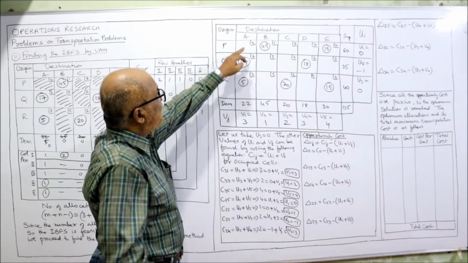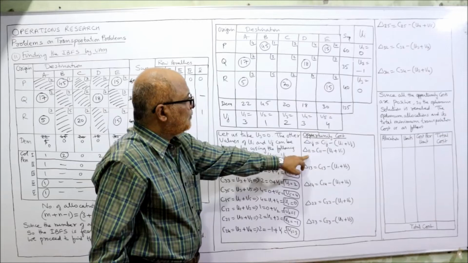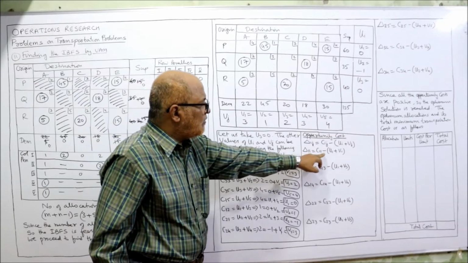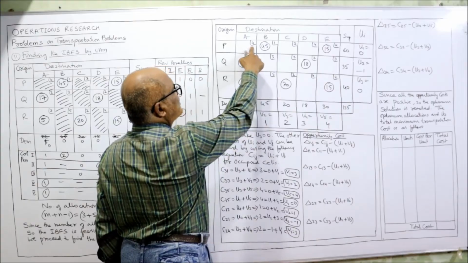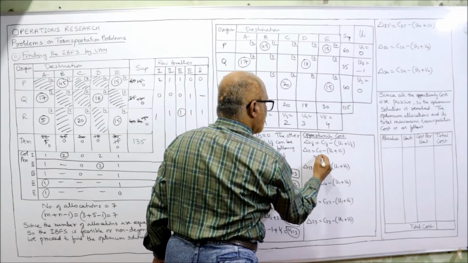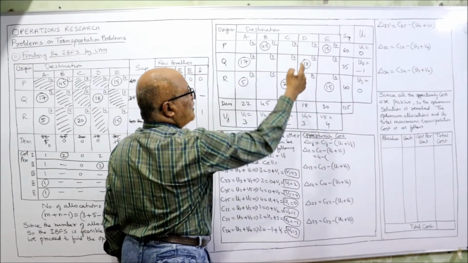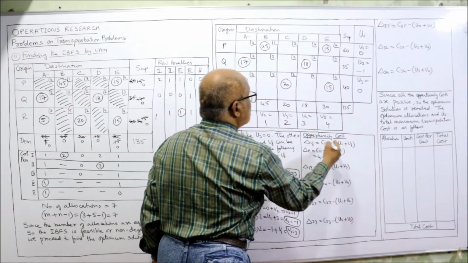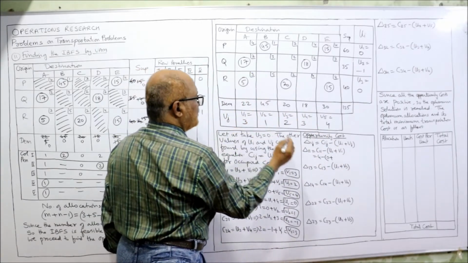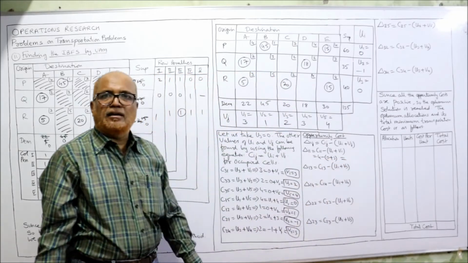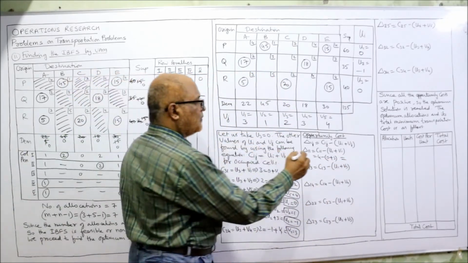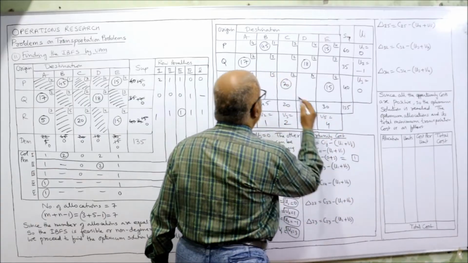For example, the first cell, delta 11. Delta 11 is equal to C11 minus (U1 plus V1). C11 how much are we having? 4. So we can write 4 minus (U1 is 0 plus V1). V1 is 3. So 0 plus 3 is 3. So 4 minus 3 is 1. That's all. We got the value 1.